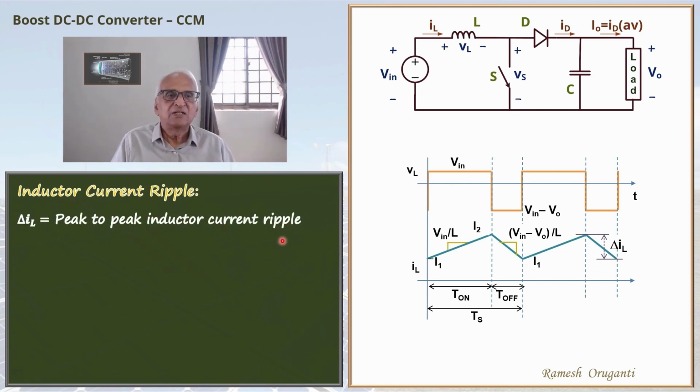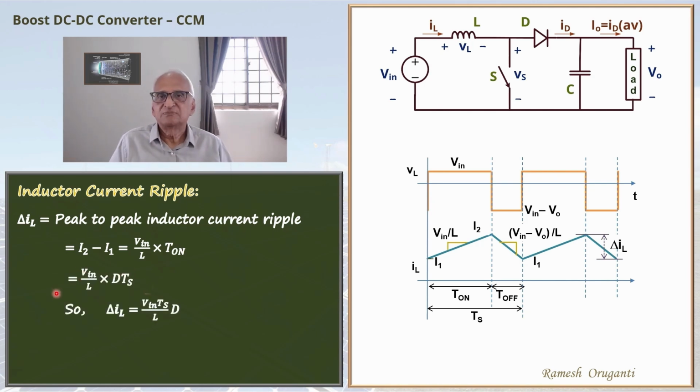It's very simple. Take the current slope, either the upward going slope or the downward going slope. Let us take the upward going slope, V in by L, multiply it by the T on interval, the duration for which it is going up, that will give you delta IL. Delta IL is I2 minus I1, that equals V in by L times T on. And T on is d Ts. So delta IL is V in Ts by L times d. Simple derivation for the ripple current in the input inductor in boost.